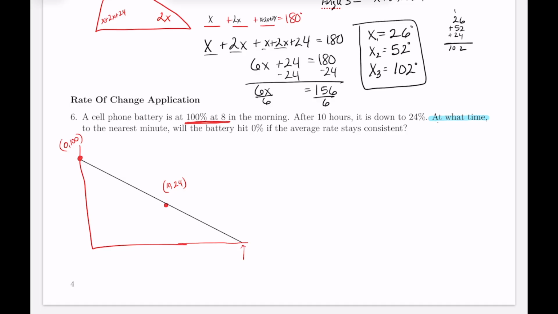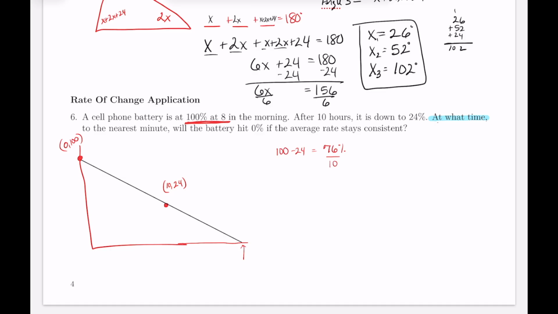Okay, so what happens here is this goes from 100% down to 24%. So 100 minus 24 is 76%. The battery changes by 76 percentage points over the course of the day. And that's over 10 hours.